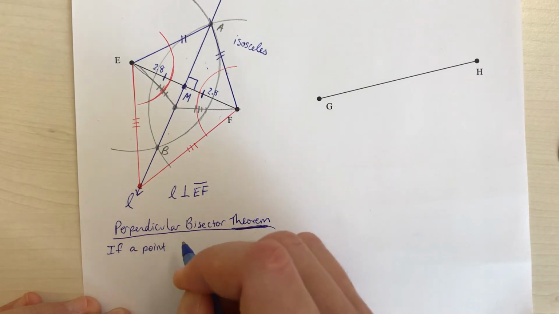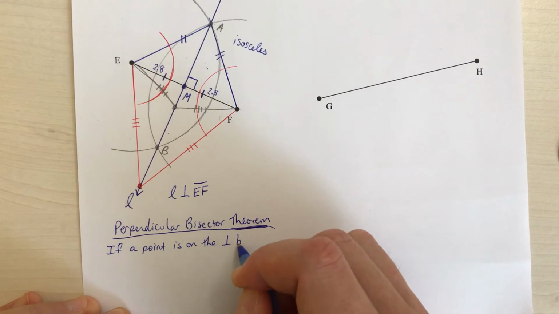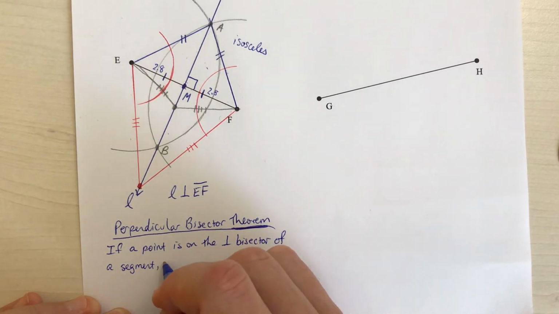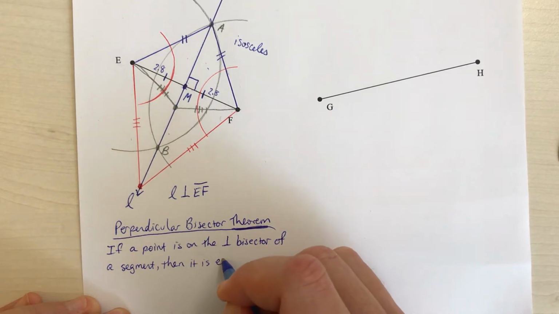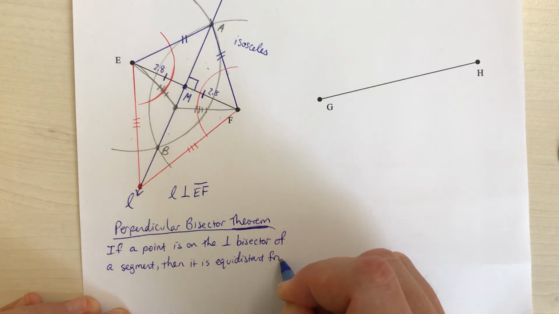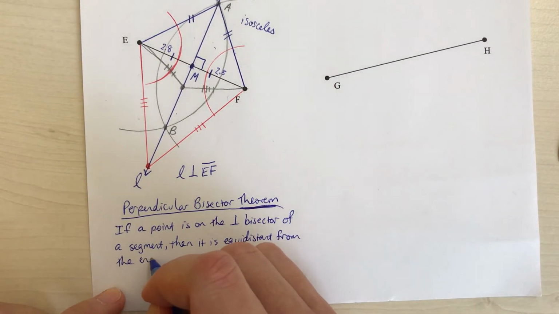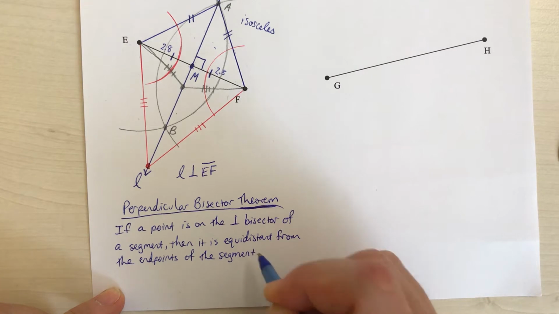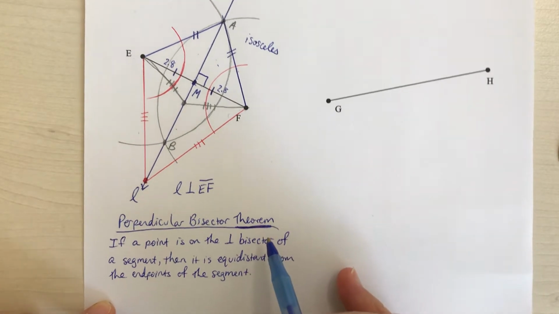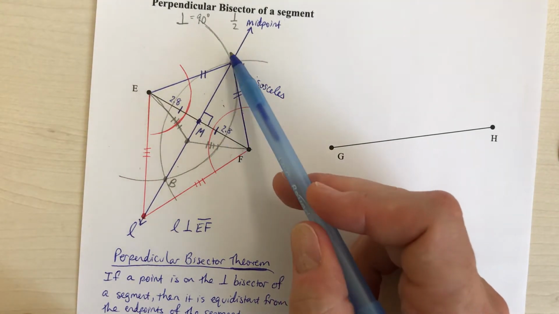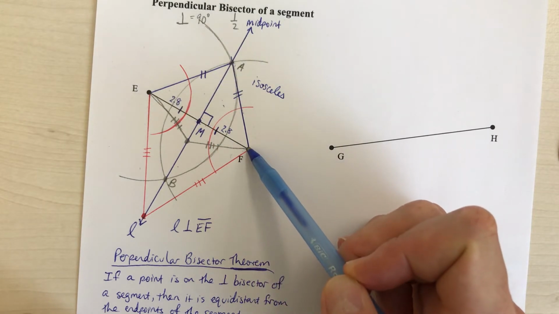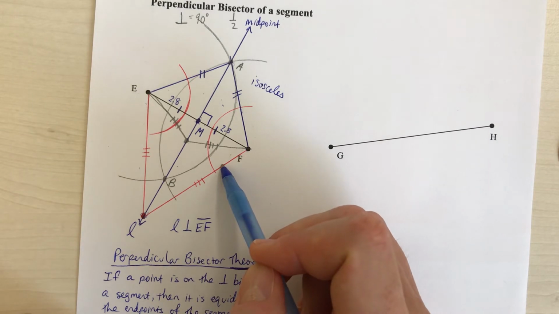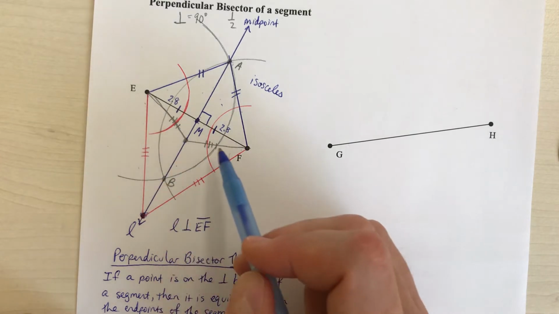If a point, so here's what it says. If a point is on the perpendicular bisector of a segment, then it is equidistant from the endpoints of the segment. If a point is on the perpendicular bisector of a segment, then it is equidistant from the endpoints of that segment. If A is on this perpendicular bisector, it has to be the same distance from AE and AF. This point here, if I gave it a name, if it's on the perpendicular bisector, these must be congruent because this has to be the same distance from the endpoints E and F.